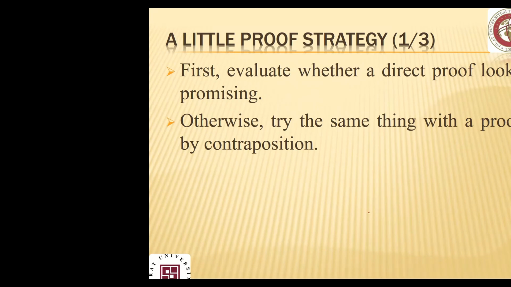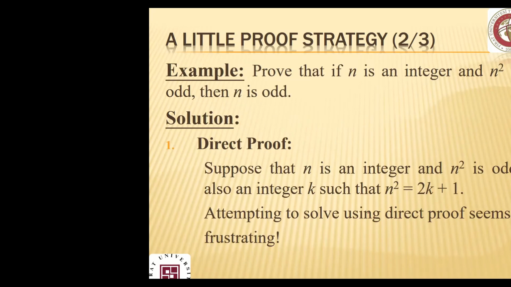All right, let's take another strategy. This strategy is like a little proof. The little proof is stating that, okay, try with a direct proof. If you can't do it, then try with the contraposition and see if you can solve the problem or not. Let's take a direct example.